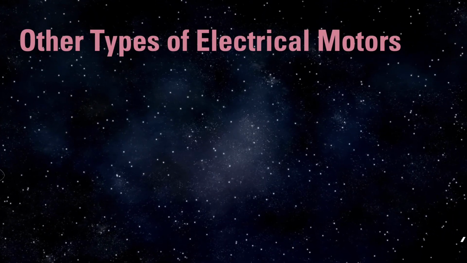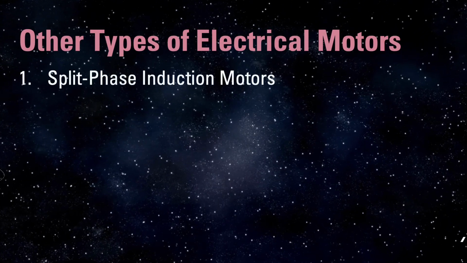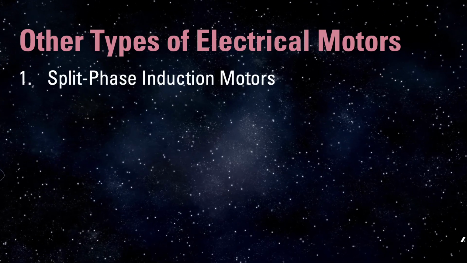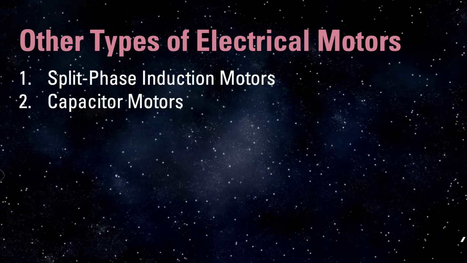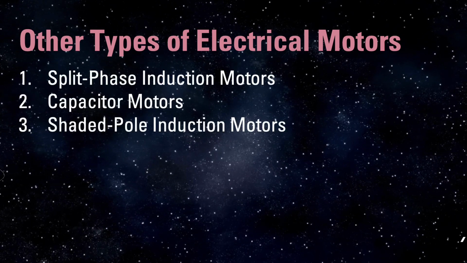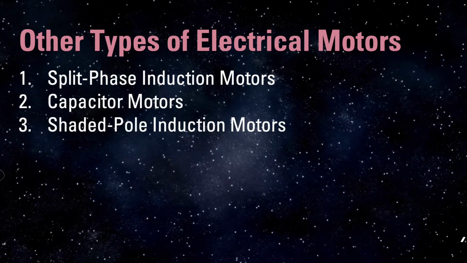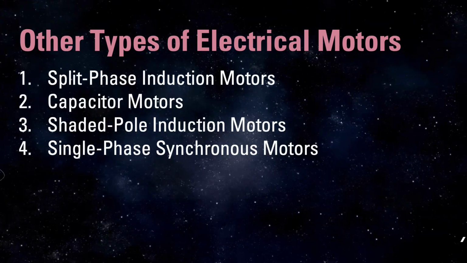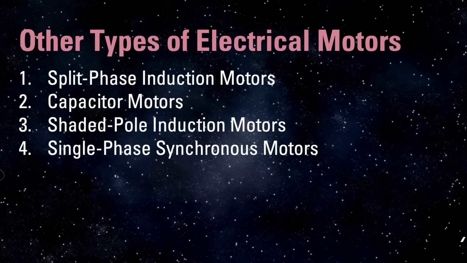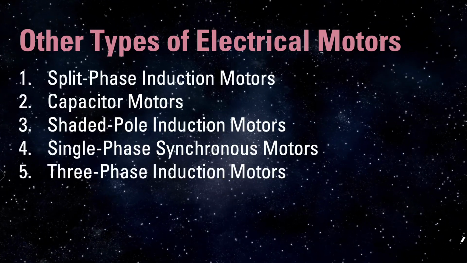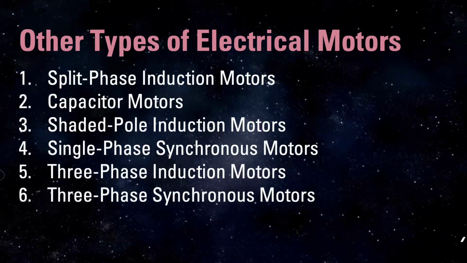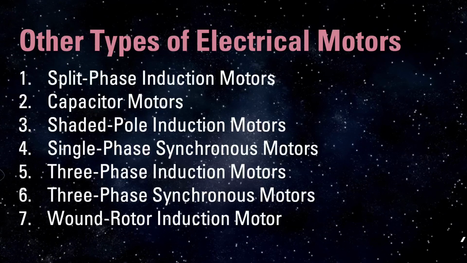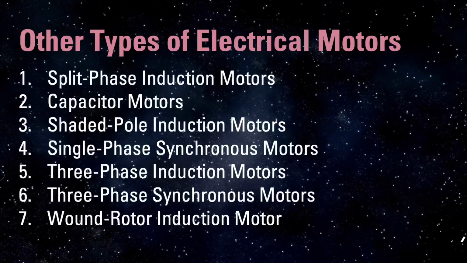Other types of electrical motors include: number 1, split-phase induction motors. Number 2, capacitor motors. Number 3, shaded pole induction motors. Number 4, single-phase synchronous motors. Number 5, three-phase induction motors. Number 6, three-phase synchronous motors. Number 7, wound rotor induction motor.